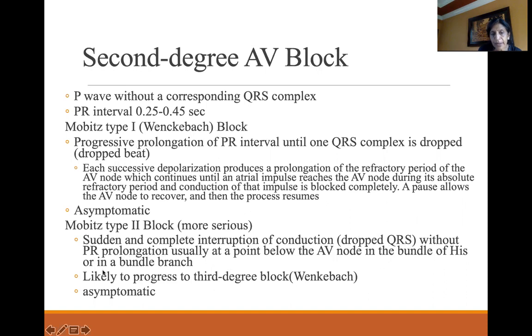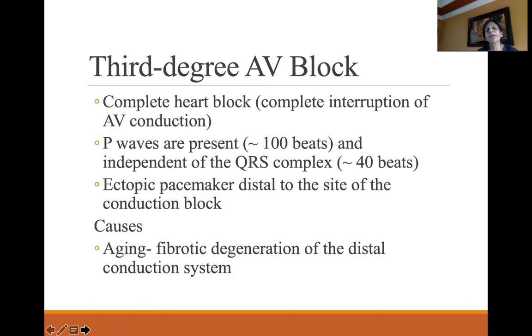Got it? Okay. So Mobitz type 2 is probably at the verge of changing to third degree block. So second degree to third degree is where this transition could be. And again, this is asymptomatic. This could be going on, and the person may not be aware of this. Now the third degree AV block, more serious than first and second degree AV block. All right, complete heart block, complete interruption of AV conduction.